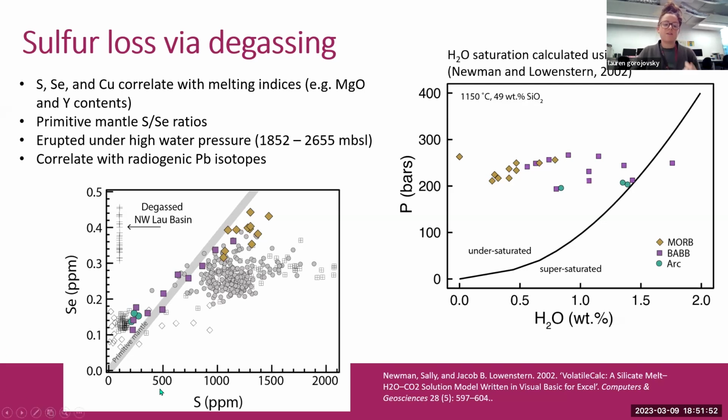Another line of evidence is that we have a sulfur-selenium ratio that is very similar to the primitive mantle ratio. While selenium may degas, it's certainly not as susceptible to degassing as sulfur. So if you had sulfur loss, we would expect quite a variation in this ratio. As you can see over here in the top left, magmas from the Northwest Lau Basin underwent sulfur degassing, and this is what you end up with. So these things suggest that the low sulfur contents in our samples are unlikely to be a result of degassing.